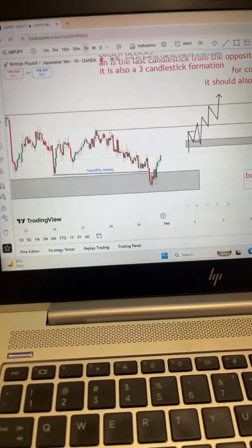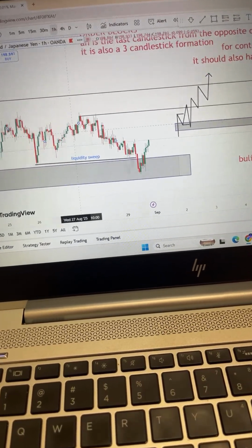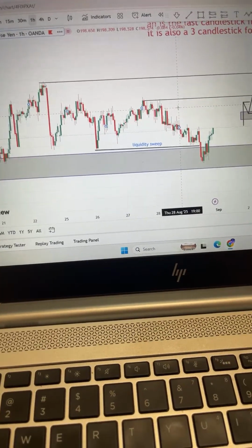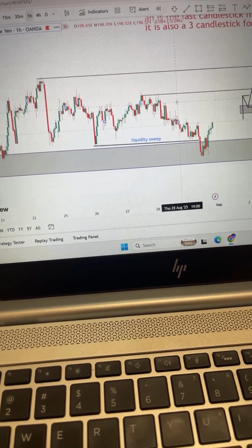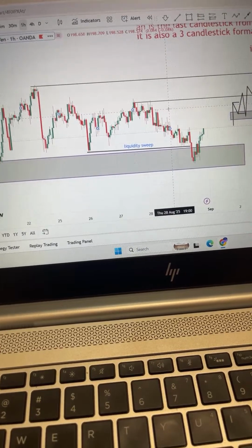So this is our bullish order block. So now we are going to the bearish one. So let me see in the chat if you guys haven't understood anything. Let me see in the chats.